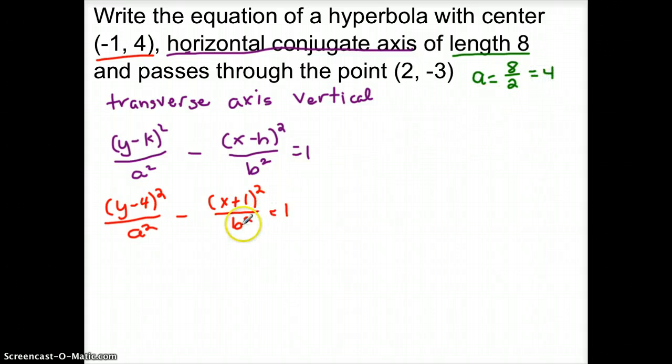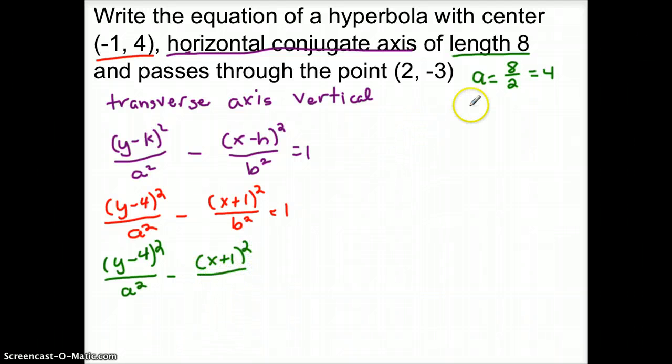So when I come down here, my next step is y minus 4 squared over a squared, minus x plus 1 squared over b squared. Oh, I'm sorry, this should say b, not a. Okay, so b is 8 over 2, which is equal to 4, because it goes with the conjugate axis. So this will be over 4 squared equals 1.